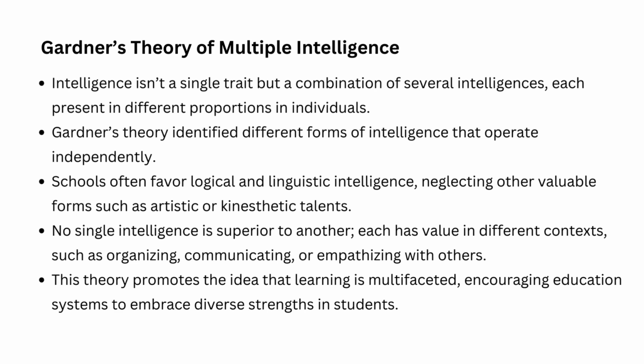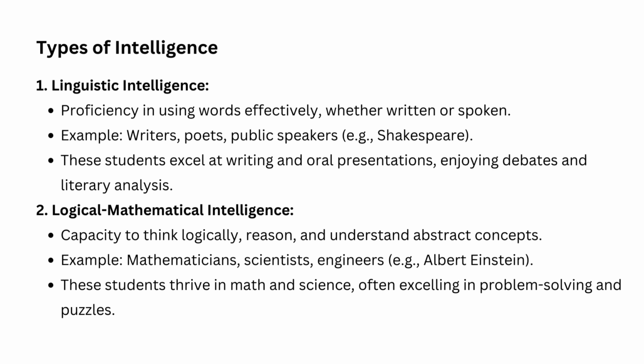Gardner did not suggest that one form of intelligence is better than another. Rather, he believed that each type of intelligence has value depending on the context. For example, in a community, we need people who excel at organizing, communicating, creating, and understanding others' emotions, among many other talents. Now, let us break down the different types of intelligences that Gardner identified, so you can understand how this theory really helps us look at learning in a broader, more inclusive way.